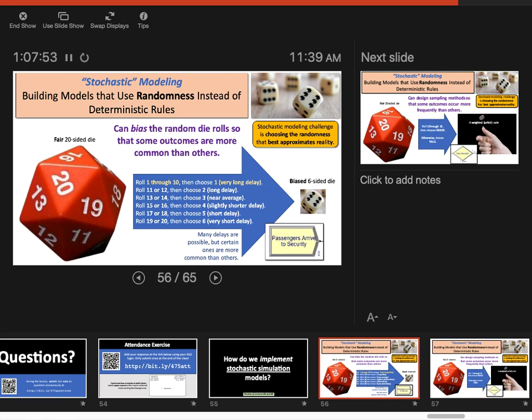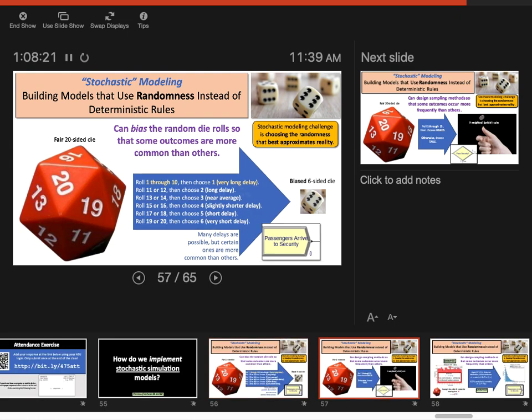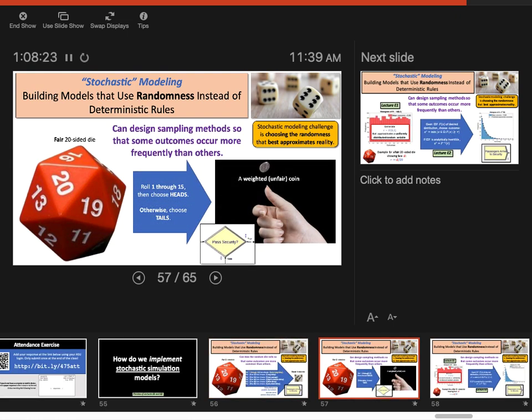If you had a 20-sided die that you rolled, you could basically come up with a rule where you could say that, well, if I roll a 1 through a 10, I get a very long delay. Otherwise, if I get any of these other pairs, I get maybe long delays, short delays, average delays, very short delays. And so as I roll that die, I've biased this die to give me very long delays very often, but still gives me short delays. This is what we end up doing inside the computer, and that's what we'll talk about doing.